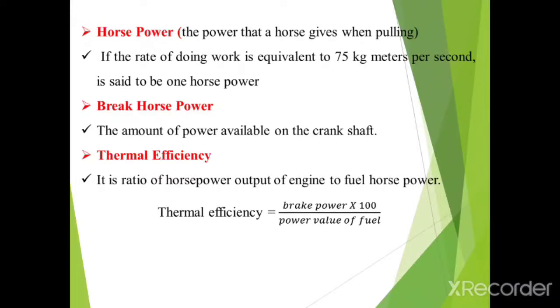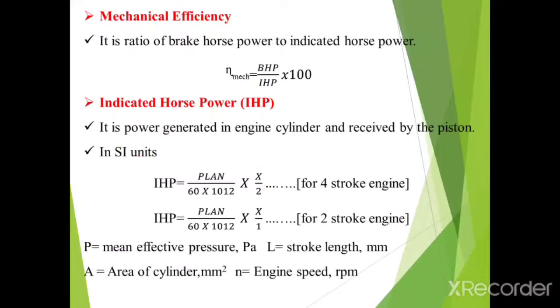The next is thermal efficiency. It is the ratio of horsepower output of the engine to the fuel horsepower. It is represented as brake power into 100 divided by power value of the fuel. The next is mechanical efficiency. It is the ratio of brake horsepower, or BHP, to the indicated horsepower.